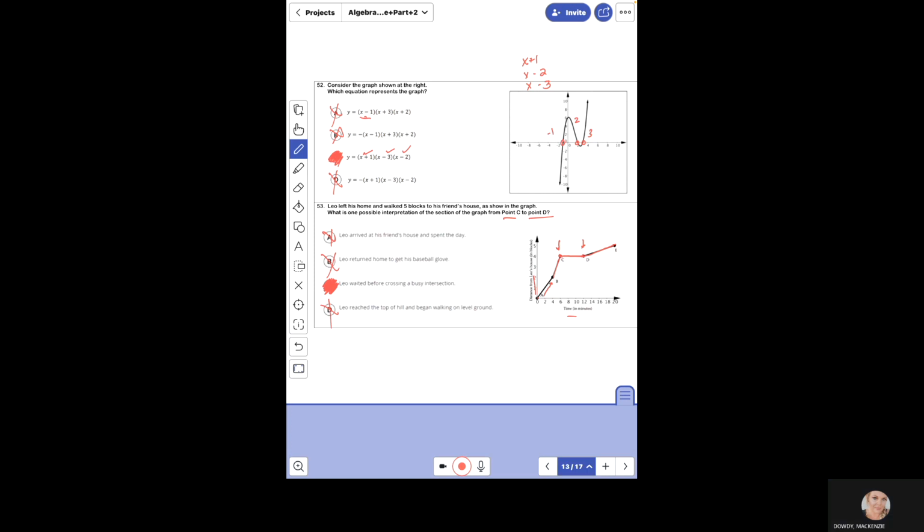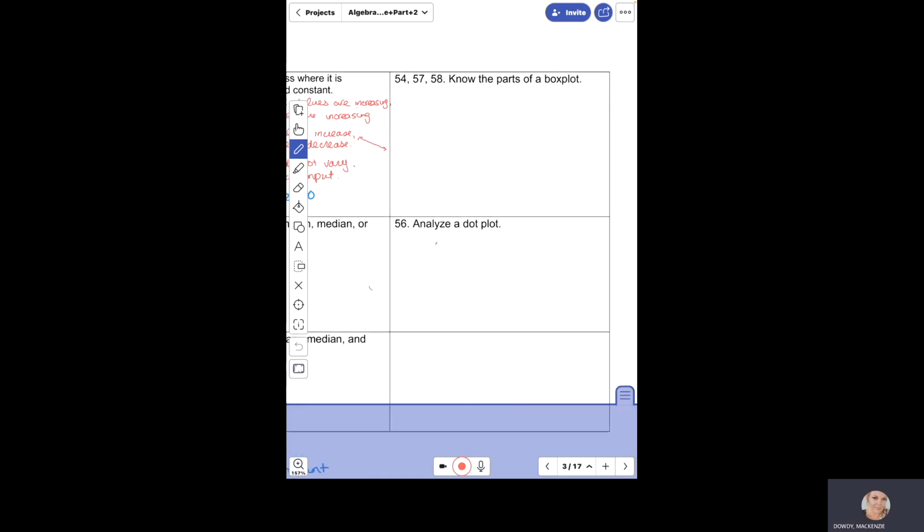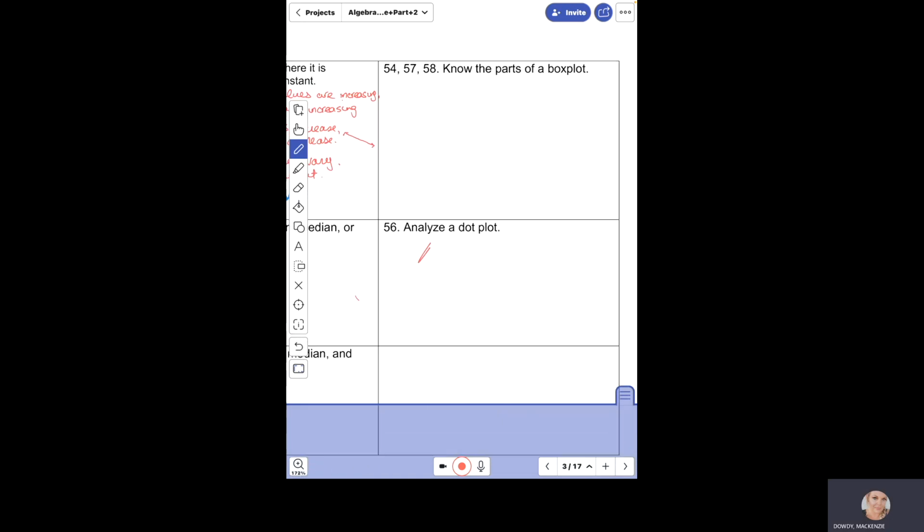Number 54. 54, 57, 58. We need to know the parts of a box plot. So 54, first we're going to draw ourselves a box plot. Box and whisker.